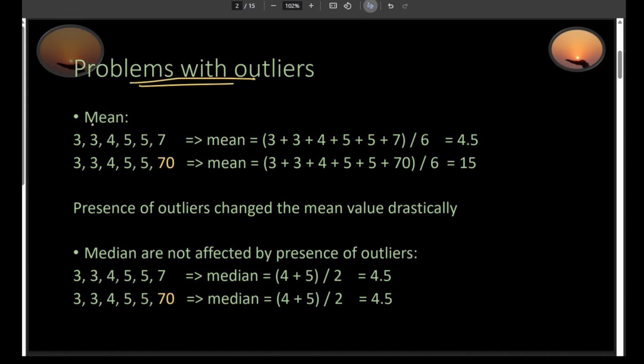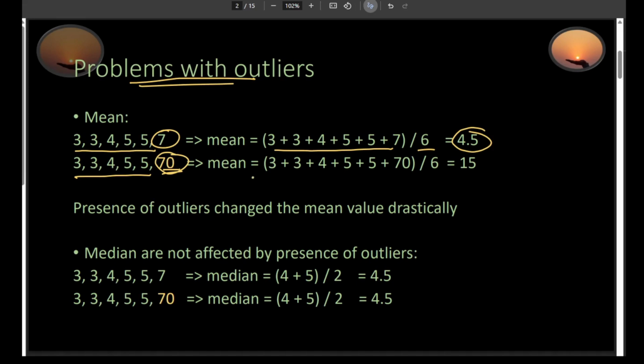Let's say you have these numbers right here: 3, 3, 4, 5, 5, 7. You calculate the mean of these numbers. Basically, you add all the numbers together, divide by the count, and your answer comes out to be 4.5. All of a sudden, I changed this number to 70, and you can tell just by looking at it that this number is your outlier. It does not belong here.